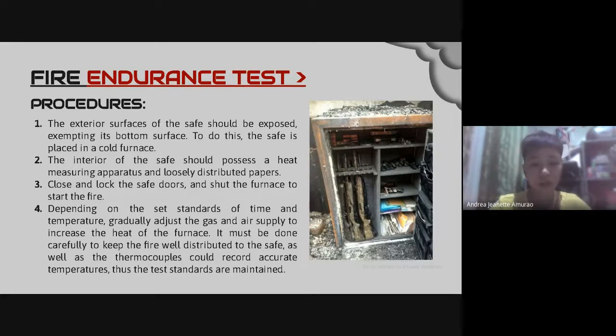And then, after preparing all of that, close and lock the safe doors and start the furnace to start the fire. Depending on the set standards of time and temperature, gradually adjust the gas and air supply to increase the heat of the furnace. It must be done carefully to keep the fire well distributed to the safe, so the thermocouples can record accurate temperatures and the test standards are maintained. Next slide.